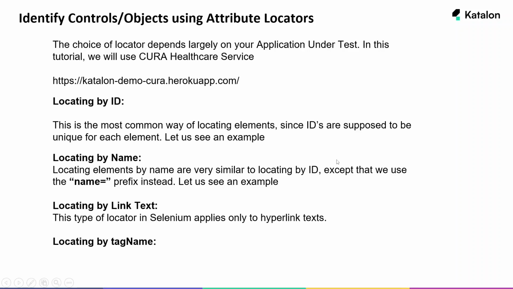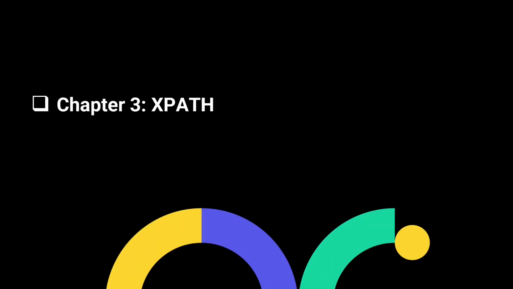This brings us to the end of chapter 2, section 2. This is our chapter 3, where you will learn more about XPath. I'm going to teach you what XPath is and how we can use XPath in our automation testing, and then how we can create XPath by using different methods in automation testing.